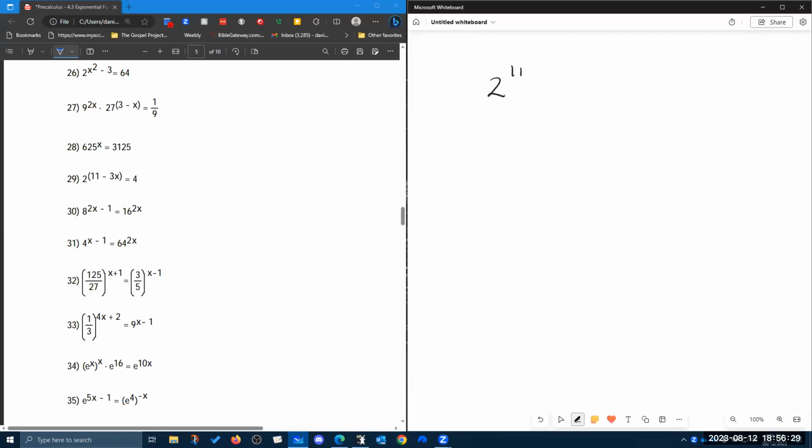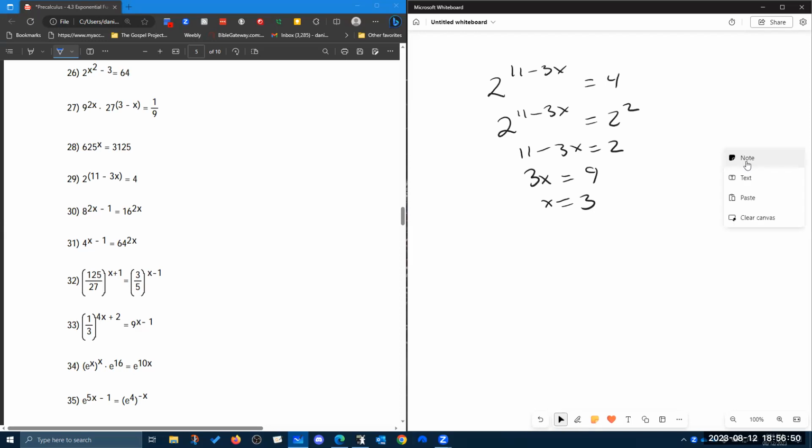2 to the 11 minus 3x is equal to 4. 2 to the 11 minus 3x is equal to 2 squared. 11 minus 3x is equal to 2. 3x is equal to 9. And x is equal to 3.